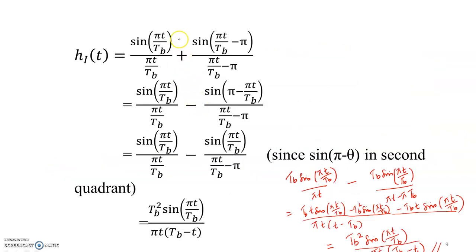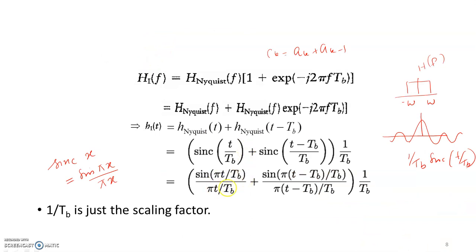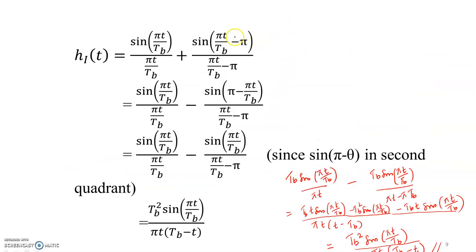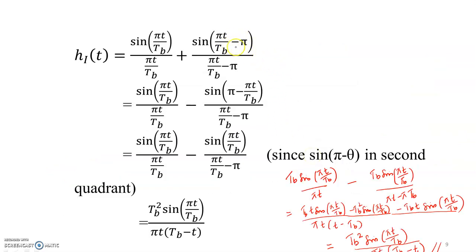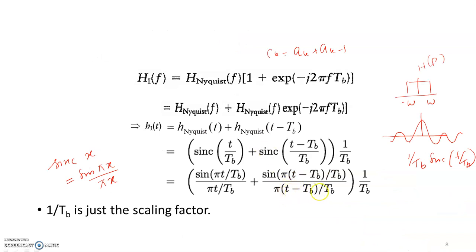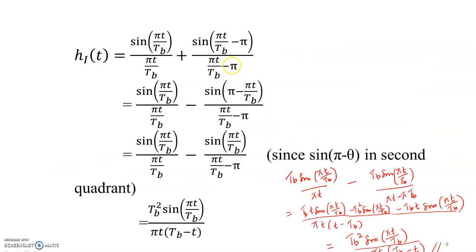Now to solve this, the first term is sin of pi t by Tb over pi t by Tb. Then you have the second term, which has pi into t minus Tb by Tb. Moving the Tb into the bracket, what will you get? Pi t by Tb minus Tb by Tb, which is 1, and pi is common. So the numerator will be pi t by Tb minus pi. Similarly, for the denominator, move that Tb into the bracket: pi t by Tb minus Tb, and Tb cancels, so minus pi. So again the denominator will be pi t by Tb minus pi.